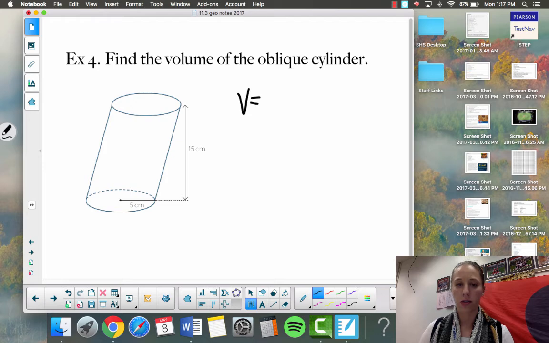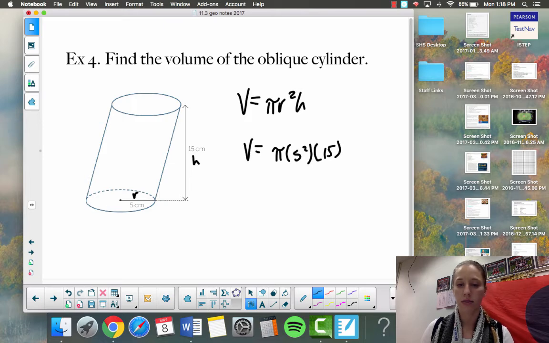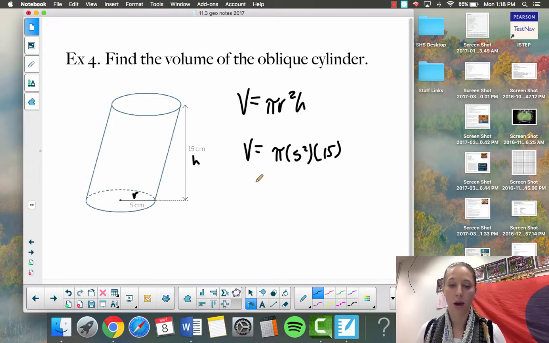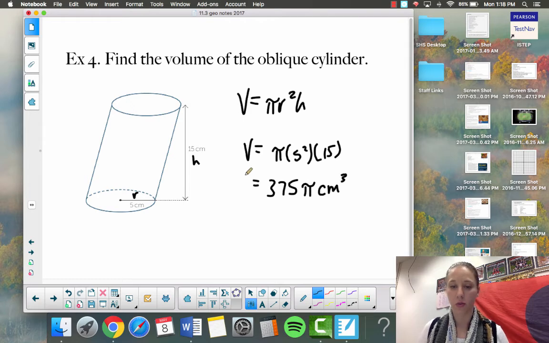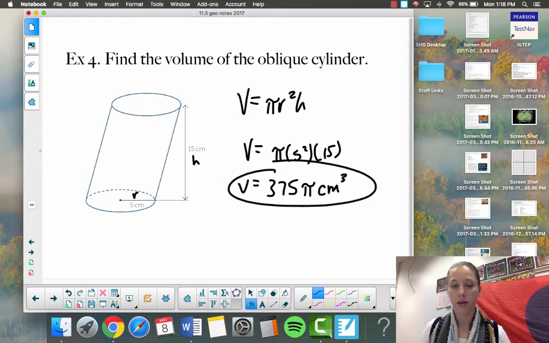All right, so in this case, same thing. So volume is equal to pi r squared h. So our radius is 5 and the height is 15. So you'd say volume is equal to pi times 5 squared times 15. So here 5 squared is 25. So 25 times 15, we get 375 pi. And that is in centimeters cubed as well. Okay. So hopefully pretty easy. You're just plugging in numbers.